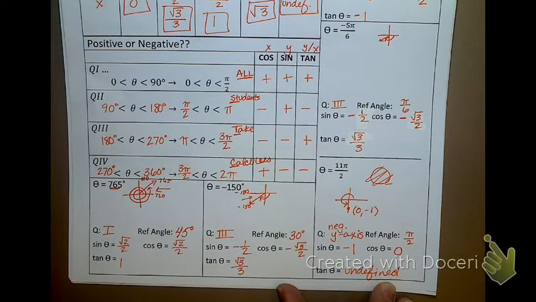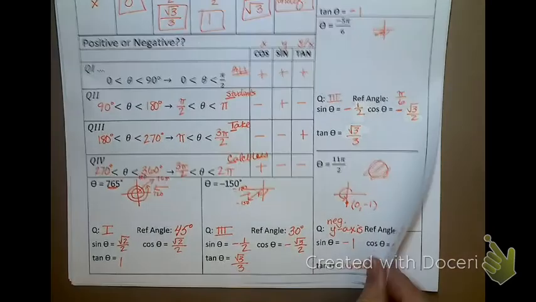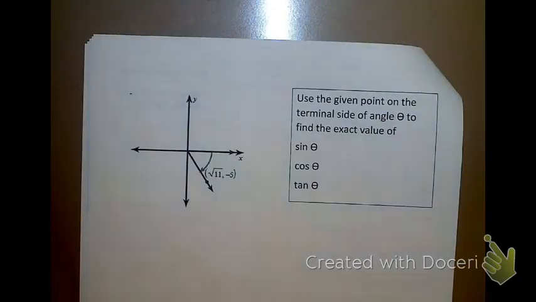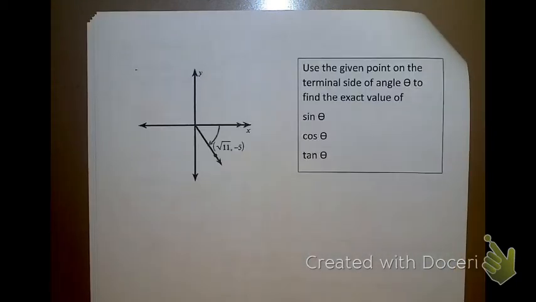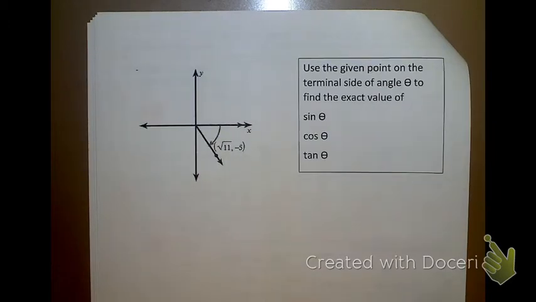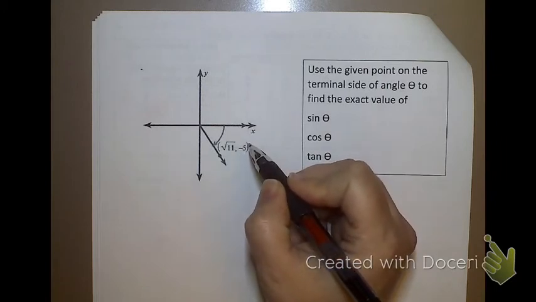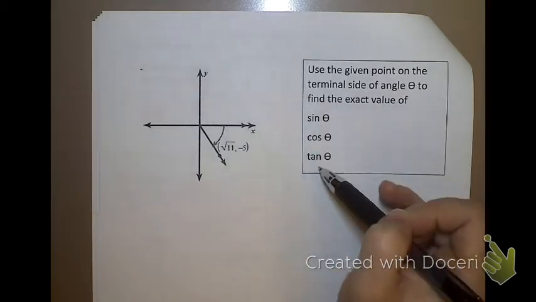Okay, you ready for the last problem on the back? There's one problem on the back, and it's slightly different than those guys. Say what? So here's an angle. Hang on. Okay, so this is an angle. Is it a positive or a negative angle? Negative angle. We don't really care about the measure of the angle. We want to find the sine, the cosine, and the tangent.